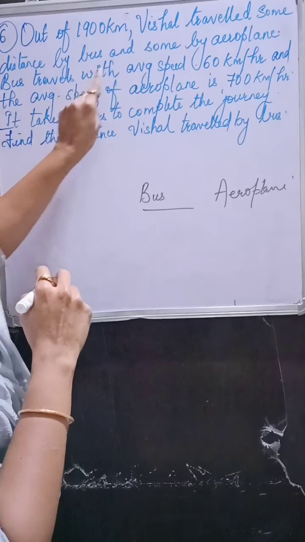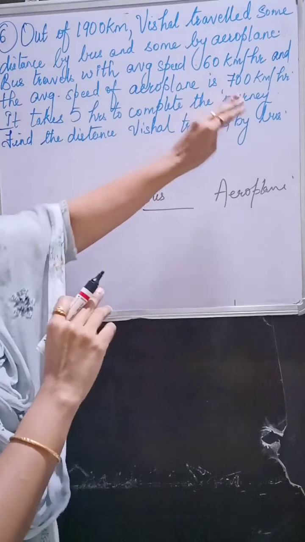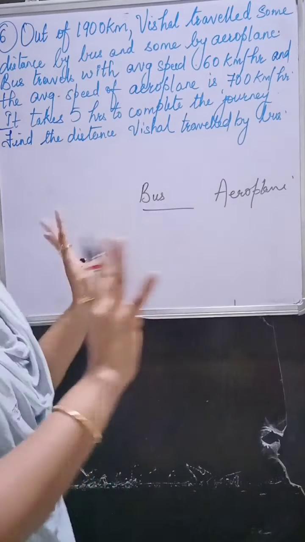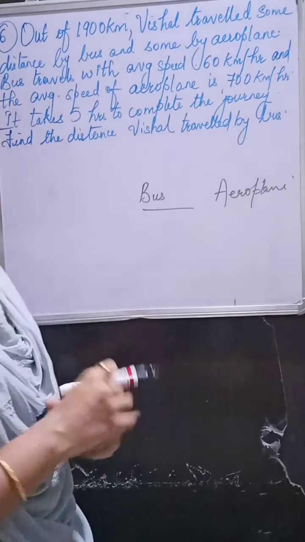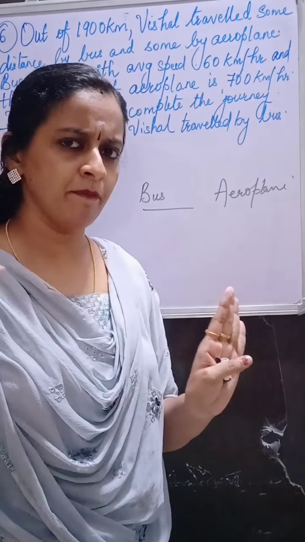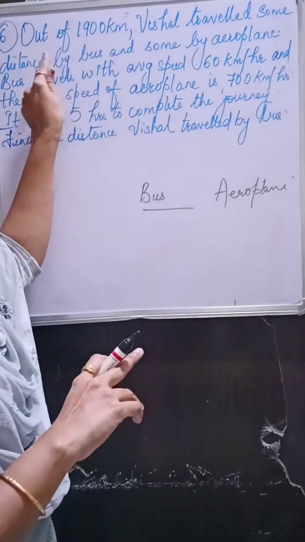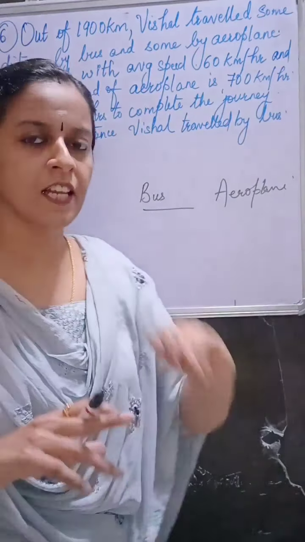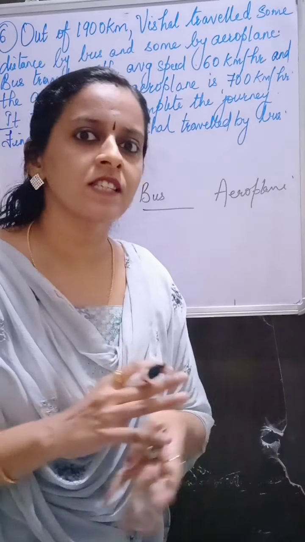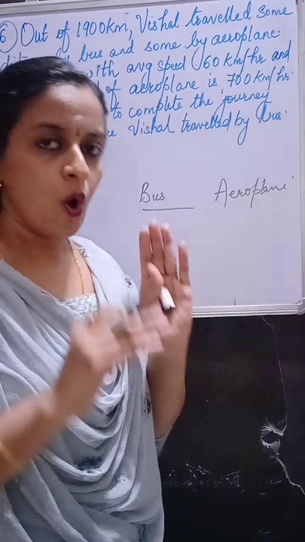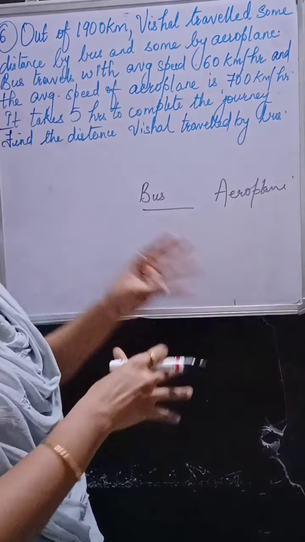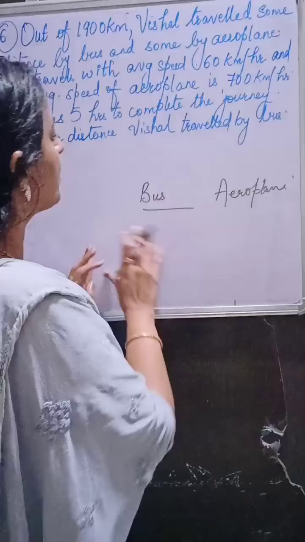Bus travels with average speed 60 km per hour. Okay, that all we'll see later. 60 speed and all is coming here in this question. But be relaxed, calm, we will solve it. Out of 1900 km, what is the total distance travelled by Vishal? 1900 km. Out of that, some distance he travelled by bus.